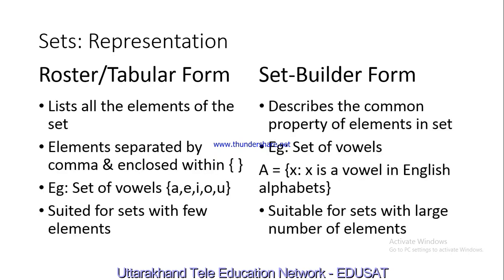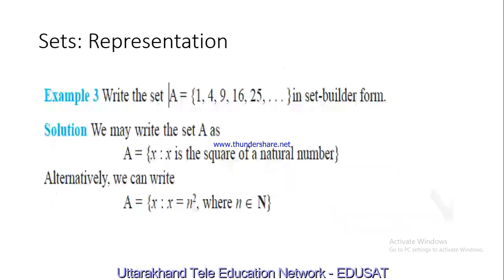Now, just to understand how much you have been able to grasp from the earlier discussion, let me give you a quick question. Write the set A = {1, 4, 9, 16, 25, ...} in set builder form. You would see that this is the tabular form because here we have listed all the elements in the set. The dots mean that this particular set continues till infinity.